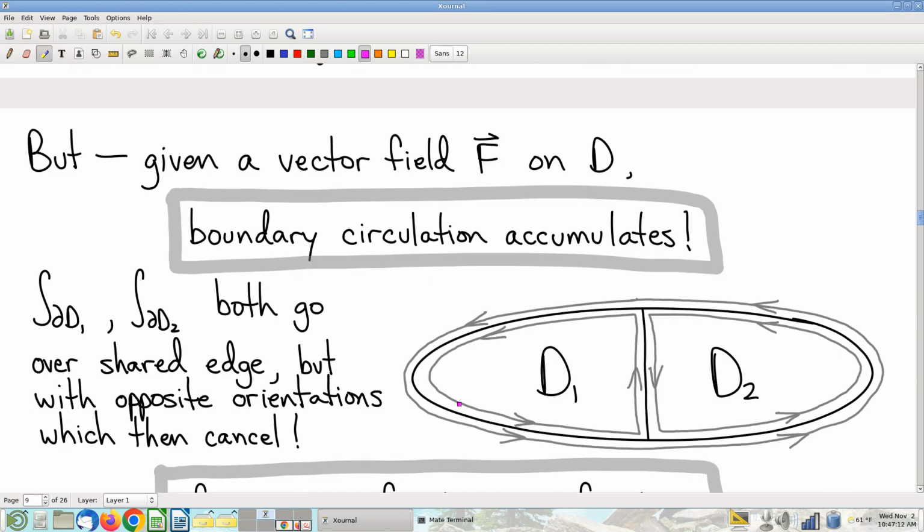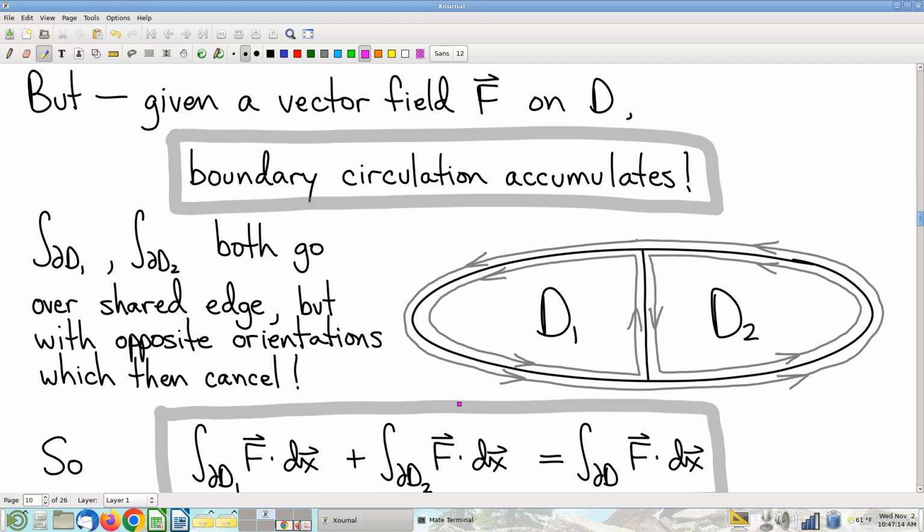So here is the important counterexample, boundary circulation. I claim boundary circulation actually accumulates. And this is unexpected. Boundary circulation, in other words, a vector line integral, is a kind of manufactured, made-up, mathematical nonsense. It's not intrinsically a physical thing, at least not the way we've thought about it previously. But I claim that it accumulates.